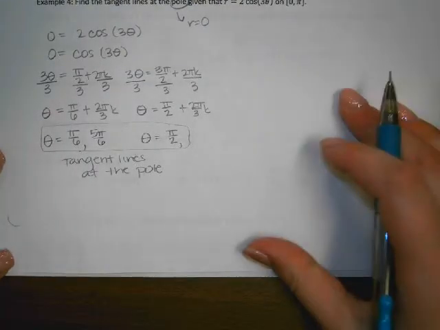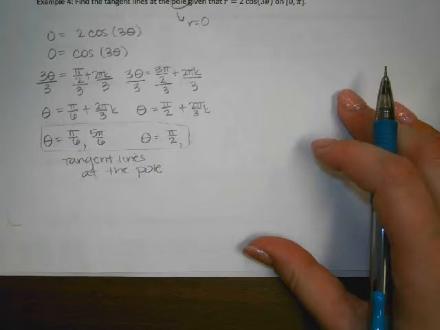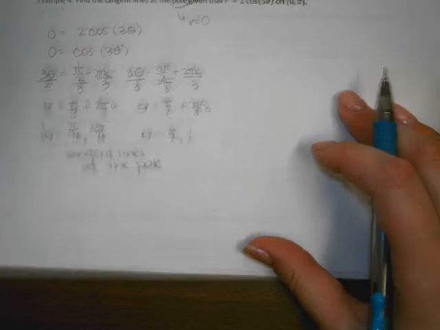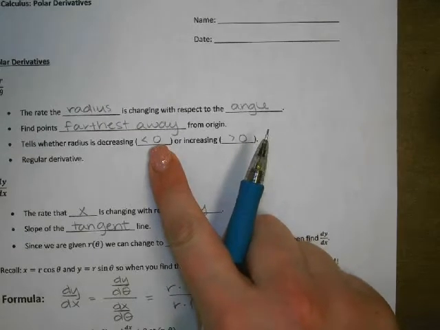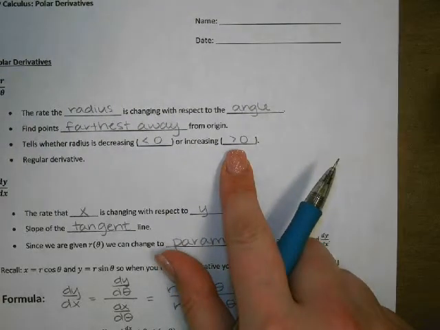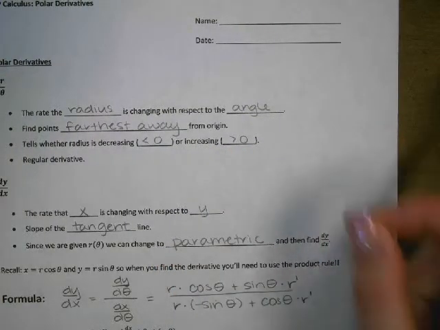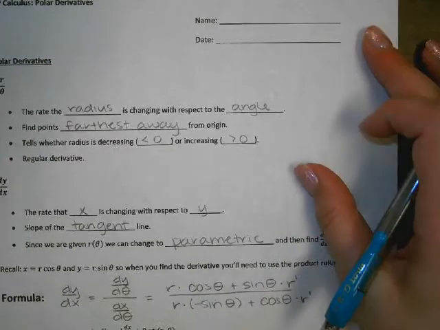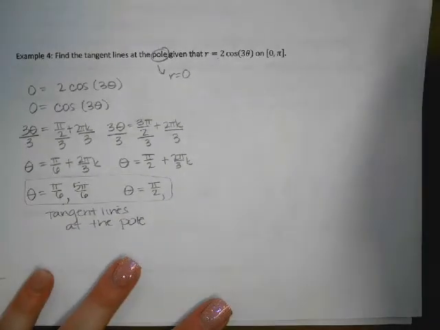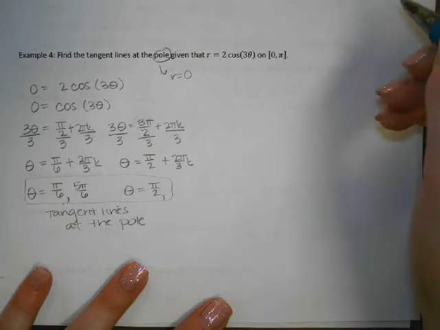All right, now we need to think back to how our derivatives work. So we have tangent lines at the pole. We're thinking back to those notes on the first page. If the derivative is less than 0, then the radius is decreasing. If the derivative is greater than 0, then the radius is increasing. If the derivative were to equal 0 exactly, then nothing would be happening there. And so what we need to do is we need to go back and make sure that r prime of theta does not equal 0 at any of these points, okay?